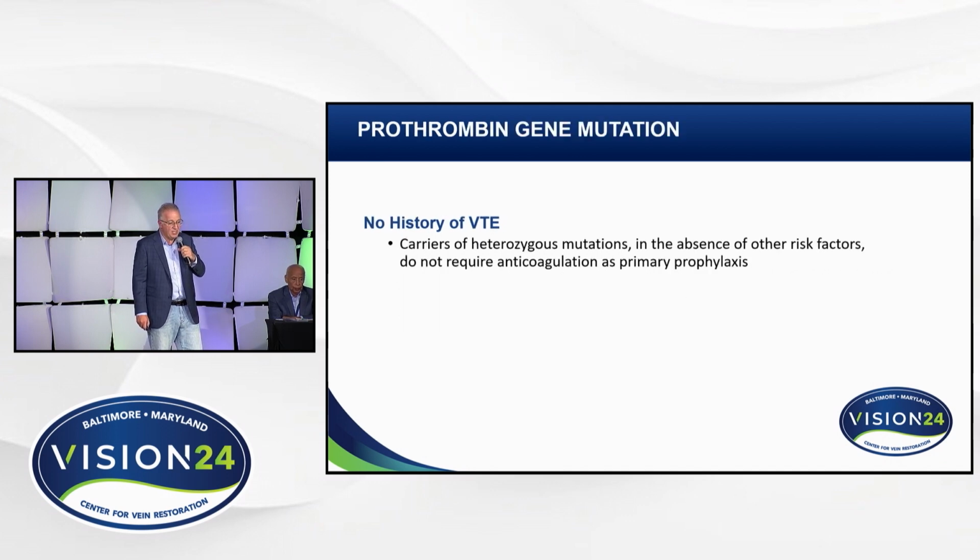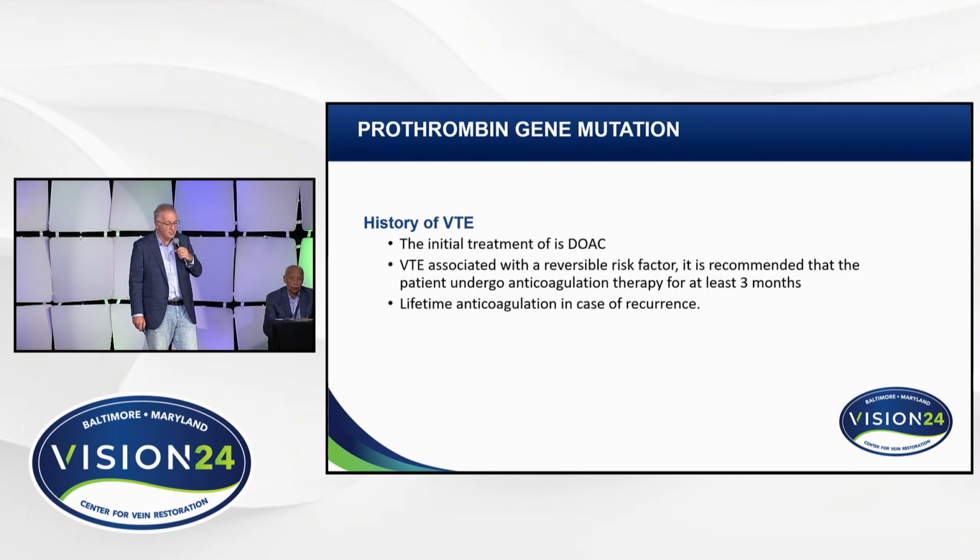Prothrombin gene mutation, same thing for heterozygous mutation and no other risk factors. There's no need for any anticoagulation as a primary prophylaxis. If there is a history of VTE after initial DOAC treatment, evaluate the associated reversible risk factors, and it's recommended that patients undergo anticoagulation for at least 3 months.